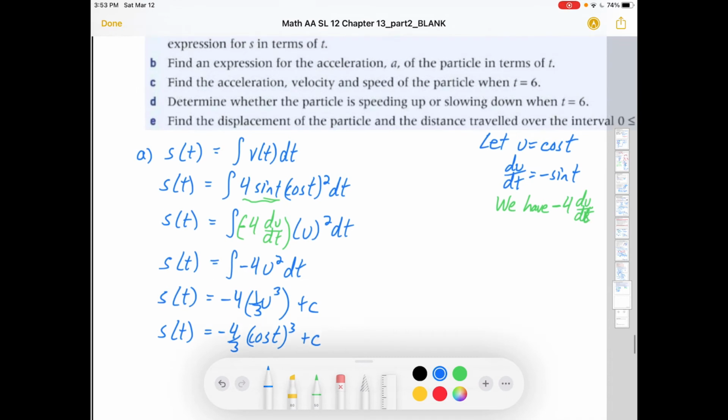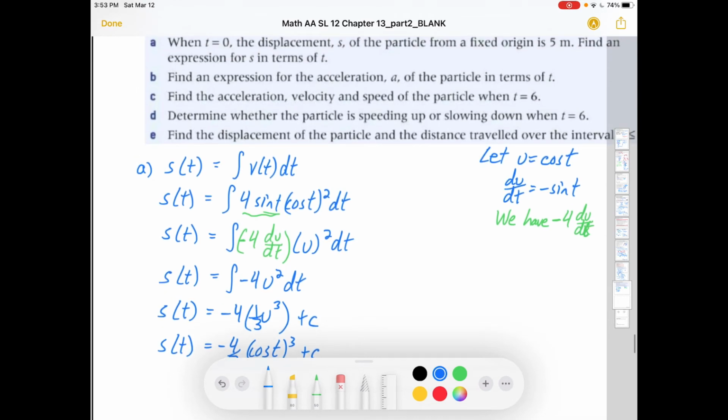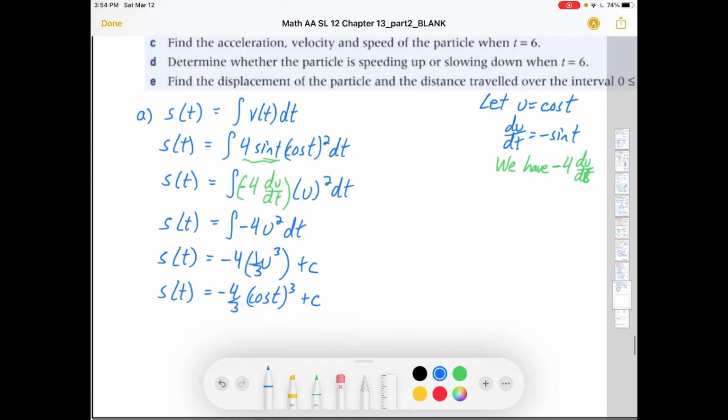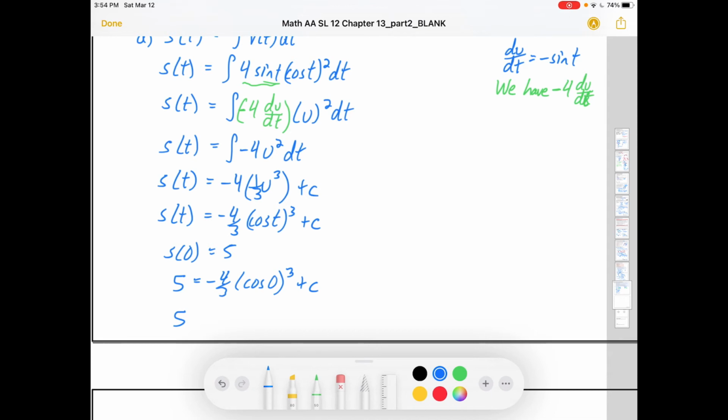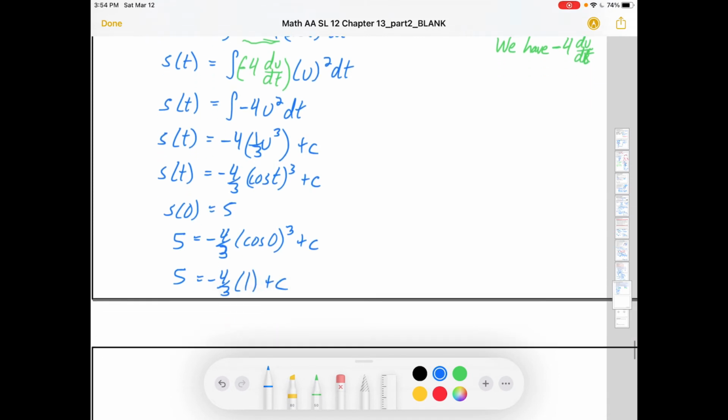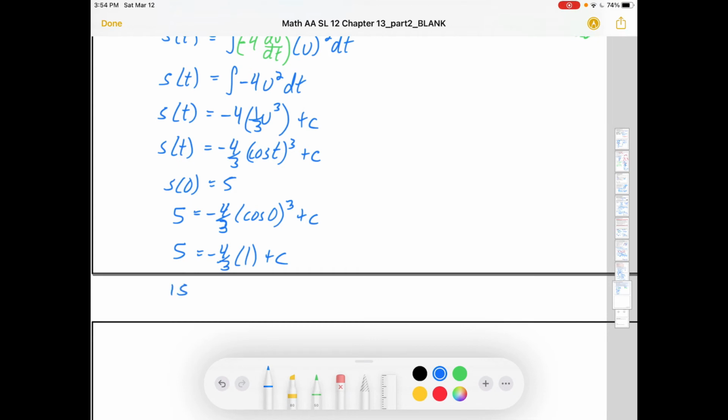So there's the function, except we haven't used all the information. The displacement from the fixed origin is 5 meters when t equals 0. Oh, so they're telling us s of 0 is 5. That may help us figure out what c is. So 5 equals negative 4/3 cosine of 0, all cubed, plus c. Or 5 equals negative 4/3. The cosine of 0 is just 1. So cubed would still be 1. And I'll keep going here. 5 is 15/3. This is negative 4/3.